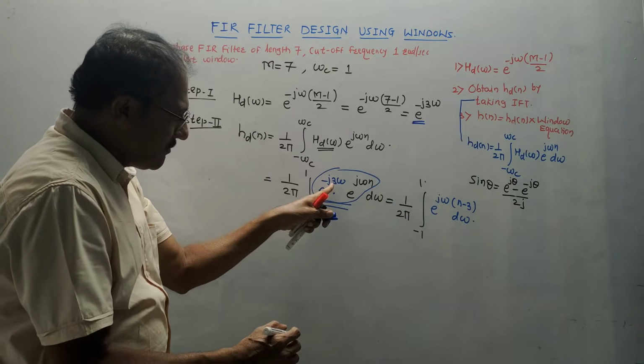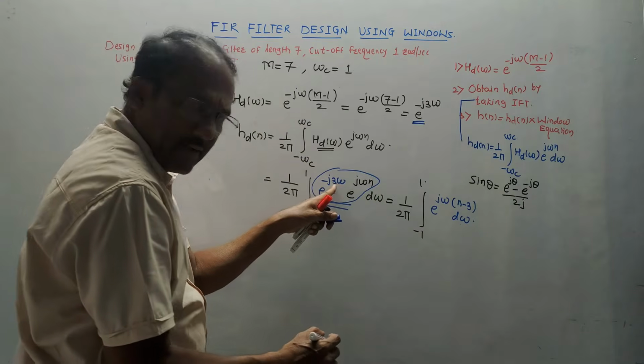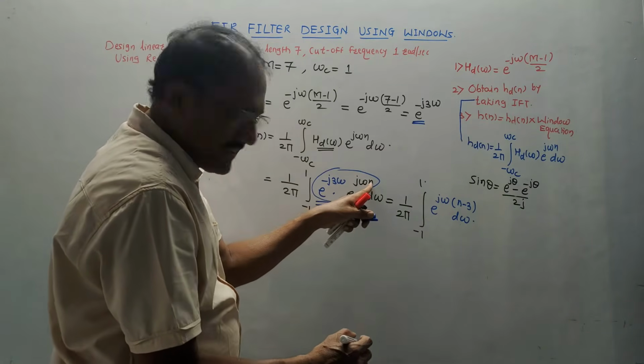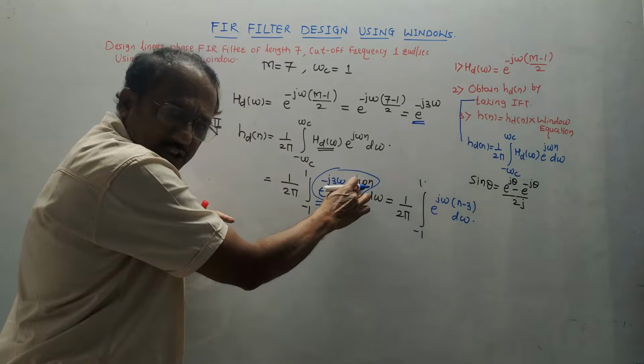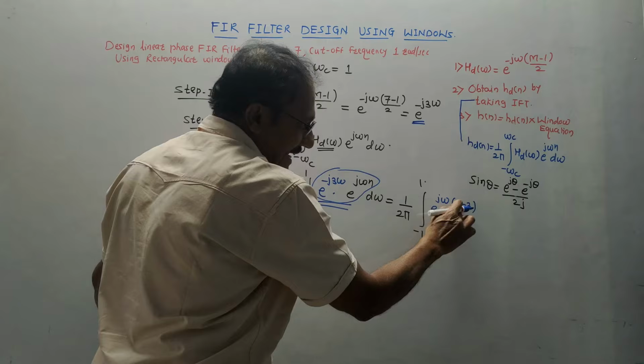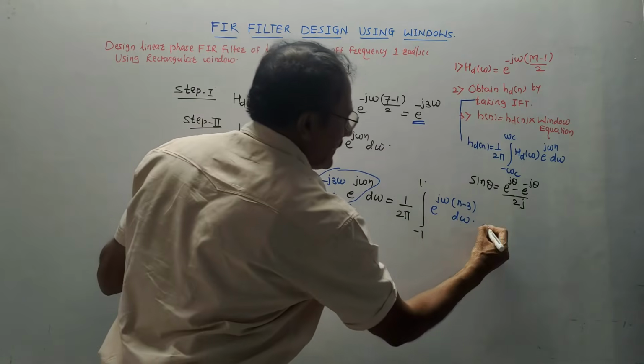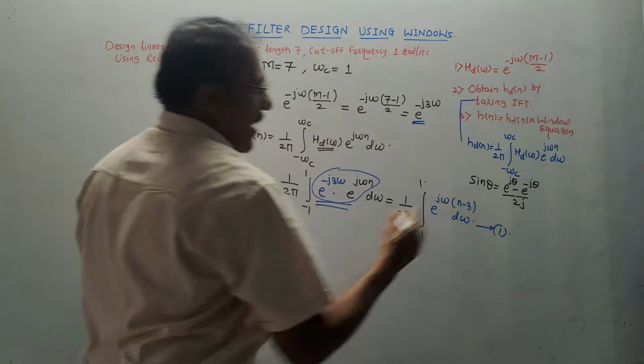Inside the first term, the only remaining term will be minus 3, and in the second term, the remaining term will be n, when you take e raised to j omega common. So I have written it as n minus 3 d omega. Say this is equation number 1.